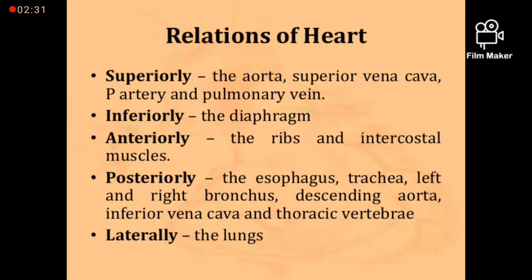Relations of heart. Superiorly, the aorta, superior vena cava, pulmonary artery, pulmonary vein. Inferiorly, the diaphragm. Anteriorly, the ribs and the intercostal muscles. Posteriorly, the esophagus, trachea, left and right bronchus, descending aorta, inferior vena cava and thoracic vertebrae. Laterally, the lungs.